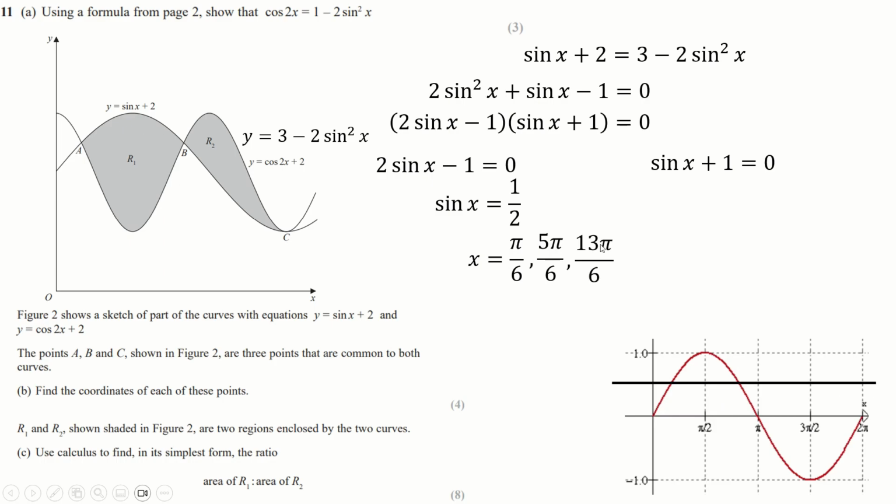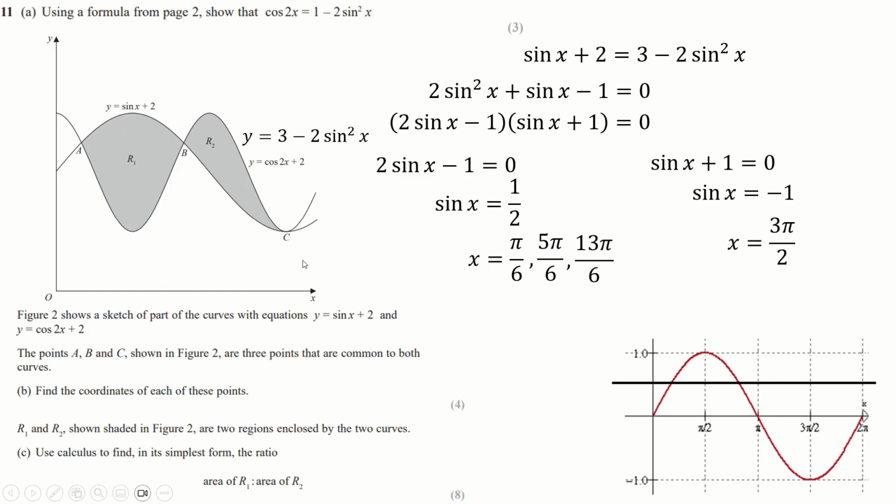Now this one ends up not mattering actually, because the third solution comes from this solution set. If we take away 1 from both sides, sine x equals minus 1 at 3 pi over 2. And then this is the first solution A, this is the second solution B, and this is the third solution C. The fourth solution would be this one up here somewhere, but we're not concerned.